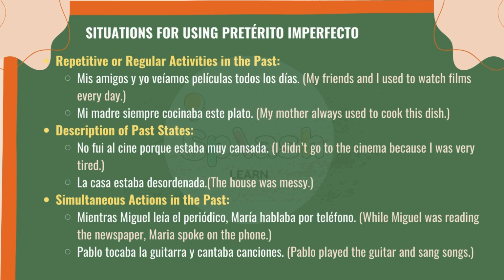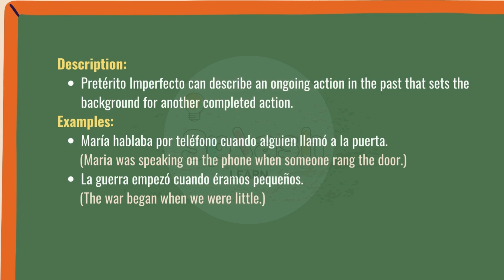Thirdly, we use this tense to describe two actions that were happening at the same time in the past. Examples: mientras Miguel leía el periódico, María hablaba por teléfono. While Miguel was reading the newspaper, Maria spoke on the phone. Pablo tocaba la guitarra y cantaba canciones. Pablo played the guitar and sang songs. The use of mientras and the two actions happening simultaneously emphasize the ongoing nature of these activities.